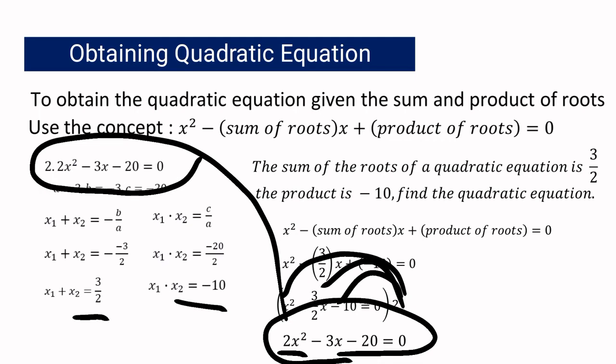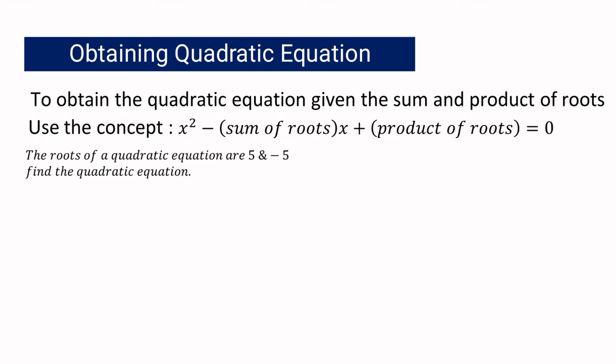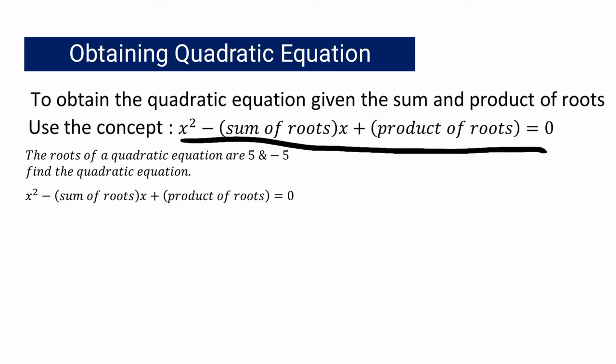Okay, I hope you get it. Let's have the next example. What if we have it like this? The roots of a quadratic equation are 5 and negative 5. We are going to find the quadratic equation. This time around, the given are the roots and not the sum and the product. So for us to be able to use this concept, we simply get the sum and product. Since the roots are 5 and negative 5, the sum will be equal to 0 because 5 plus negative 5 is equal to 0. And then the product, 5 times negative 5, that is negative 25.